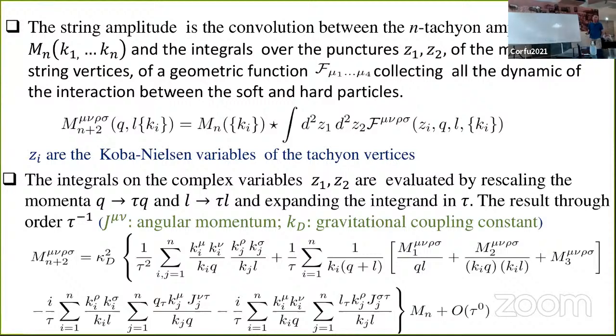This is an operator because, as you can see, there is the angular momentum operator that acts on the n-tachyon amplitude. But this is not a factorization property for one particle. These are many factorization properties because, of course, I can symmetrize with respect to all these indices. I subtract the dilaton contribution, and I get the double soft behavior for the graviton. This result is already known. Sen and collaborators computed it. The result that we got is in agreement with the Sen result.